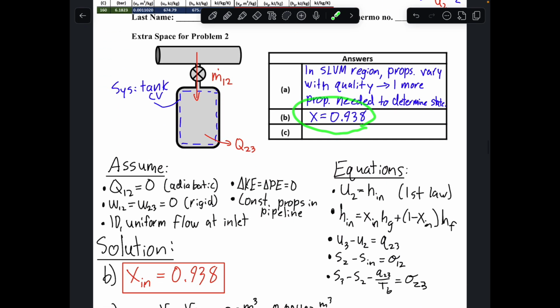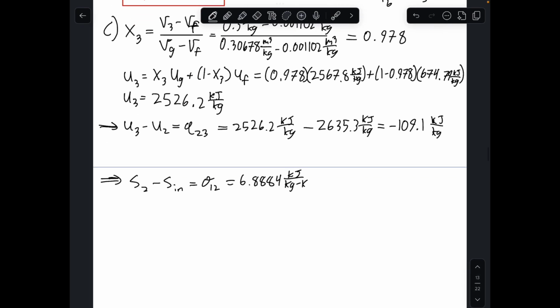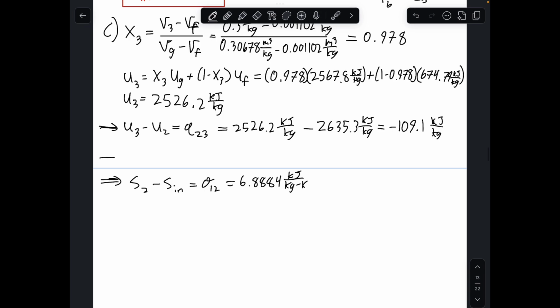So we can apply this quality equation, but now we're using entropy instead of enthalpy in here. So let's set that up. I'll do it just above here. So S_in should be equal to our quality in times Sg plus 1 minus our quality at the inlet times Sf.